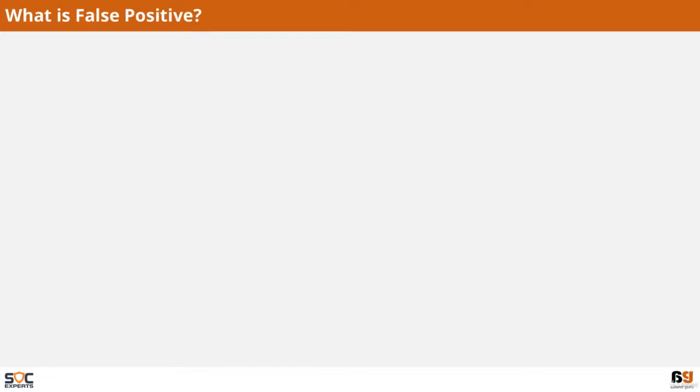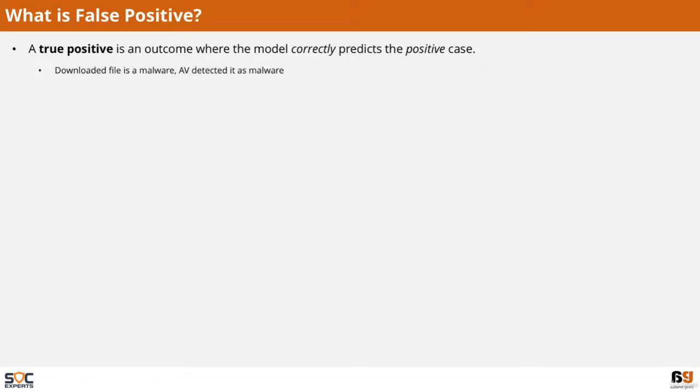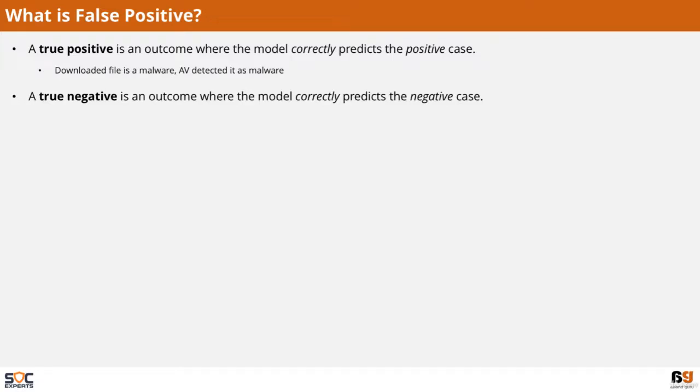What is false positive, false negative, true positive, and true negative? A true positive is an outcome where the model correctly predicts the positive case. That is, the downloaded file is a malware, and AV detected it as a malware. A true negative is an outcome where the model correctly predicts the negative case. That is, the downloaded file is not a malware, and AV did not detect it as a malware.